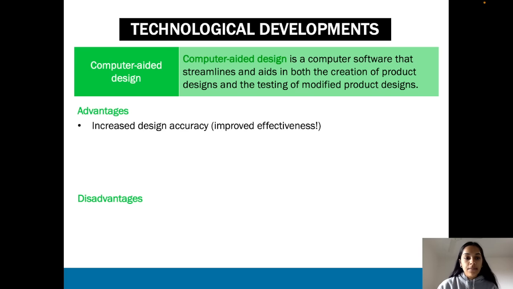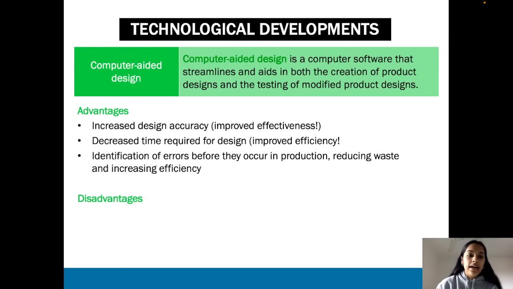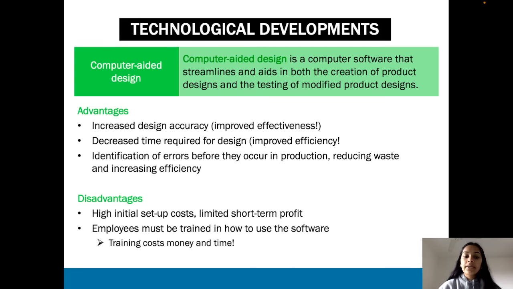With CAD, the advantages are that it helps to increase design accuracy, so therefore more effectiveness. It decreases the time required for design, so more efficiency, and it identifies errors before they occur in production, so reducing waste and increasing efficiency. With disadvantages, it tends to be quite expensive, so there might be high setup costs, and due to the high setup costs, that might mean low profits in the short term. Because it is software, that might be a little bit expensive for the business.